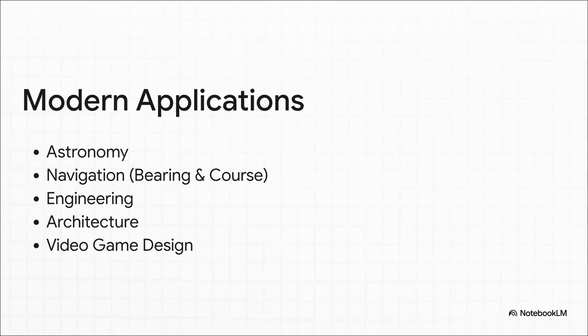And the applications, oh man, they are absolutely endless. Astronomers use this stuff to calculate the distance to stars and planets. It's the backbone of navigation systems like GPS that get you where you're going. Engineers and architects couldn't build stable bridges or incredible skyscrapers without it. And yeah, believe it or not, video game designers use trigonometry every single day to make characters move, simulate physics, and render those amazing 3D worlds.